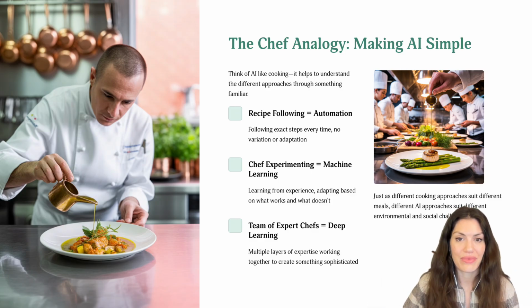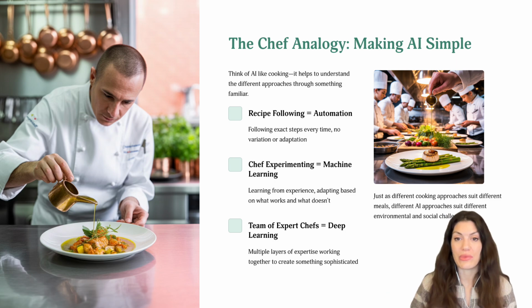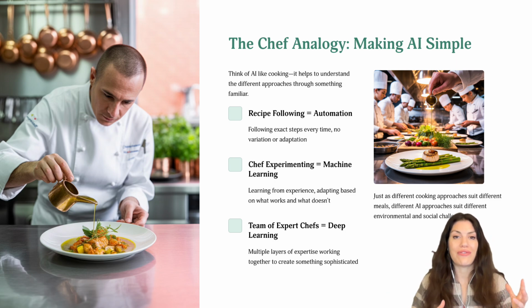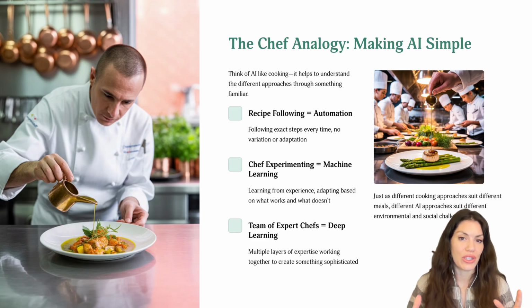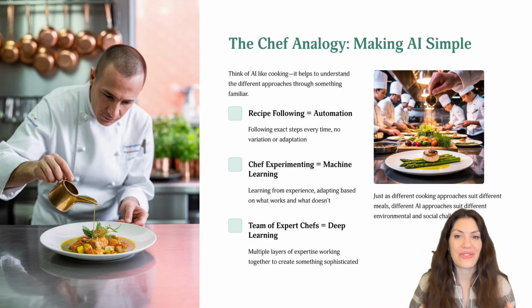That's automation. Now, if you're learning from experience and adapting based on what works and what doesn't, like adding a little bit more salt, for example, that's your chef experimenting. That's exactly machine learning. And now, when we look at a team of expert chefs who have different layers of experience and incredible expertise working together to create an incredible meal, that's deep learning. Just as different cooking approaches suit different meals, different AI approaches suit different environmental and social challenges.